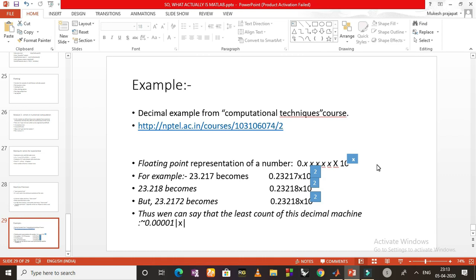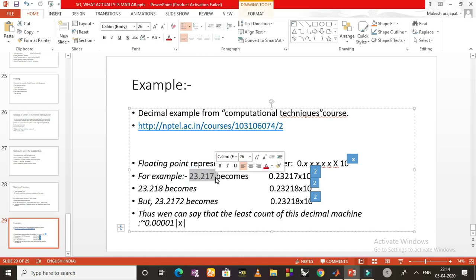So let us take a device which has the machine precision of 10 to the power minus 5. We start with 0 point x times 10 to the power x. It basically gives us the mantissa of a number. Let us take the example of numbers in that particular machine. When we take the example of 23.217, that particular machine will write it as 0.23217 times 10 to the power 2. So all the numbers get stored in that particular storage of that 10 to the power minus 5 machine precision.